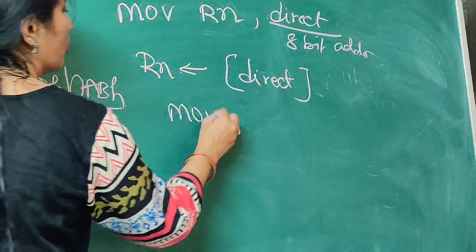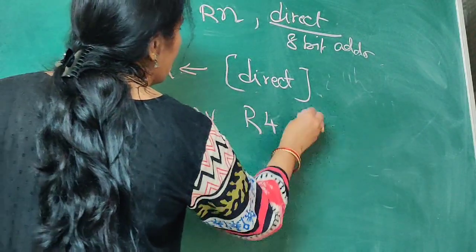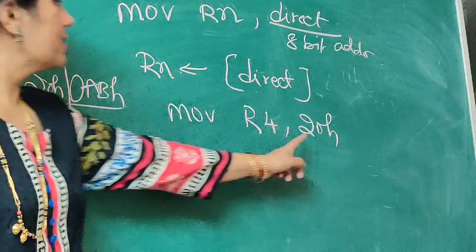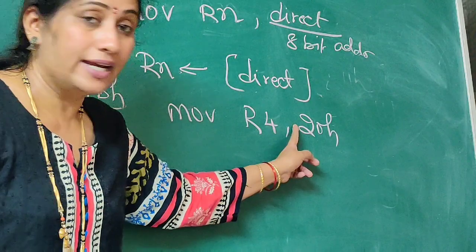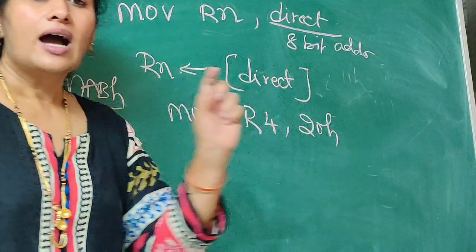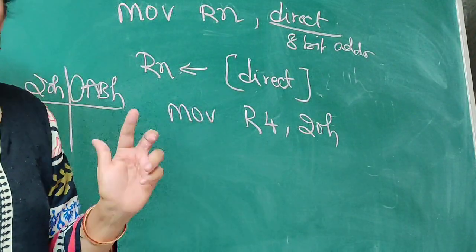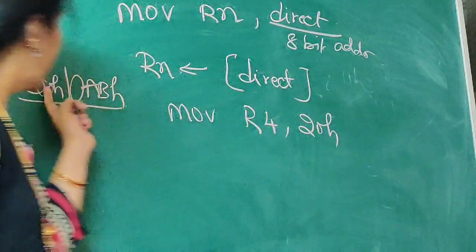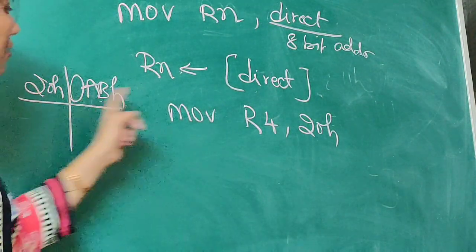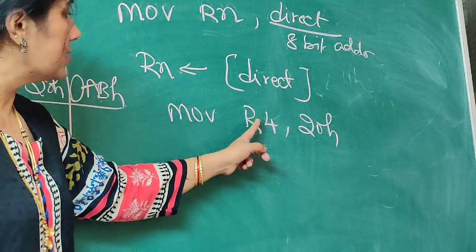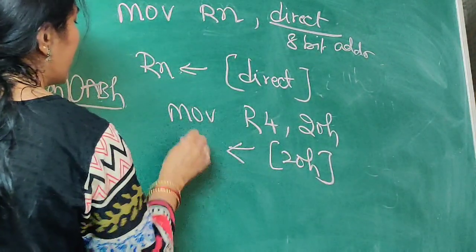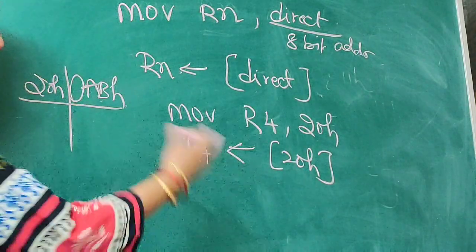Now if I write move R4, 20 hex, what does the instruction mean? 20 hex is a memory location. There is no hash sign here; if there were a hash sign, 20 would be copied. Without the hash, the number is a RAM address. So whatever the content of that memory location is will get copied into the destination register, that is R4. The content of 20 hex will become the content of R4.